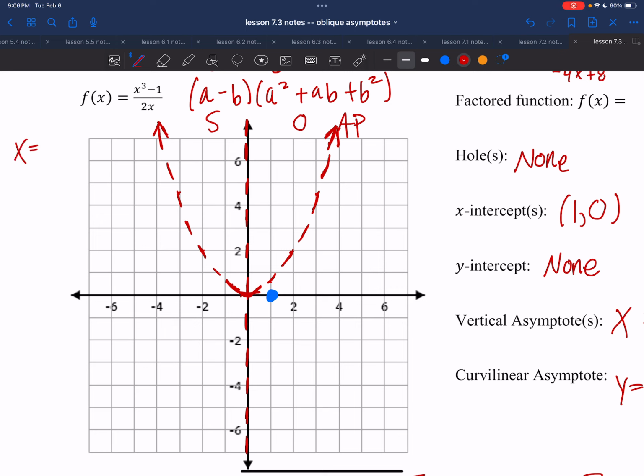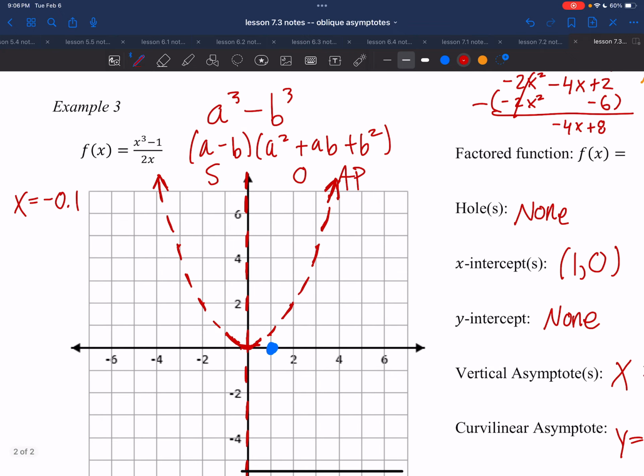The vertical asymptote is at 0, so we're going to test -0.1. I'm just going to do some basic quantitative reasoning here. -0.1 cubed is a tiny negative number. -1 is still negative. Over -0.1 times 2 is going to be negative, so that makes a positive. That means on the left side of the asymptote, it's going up.